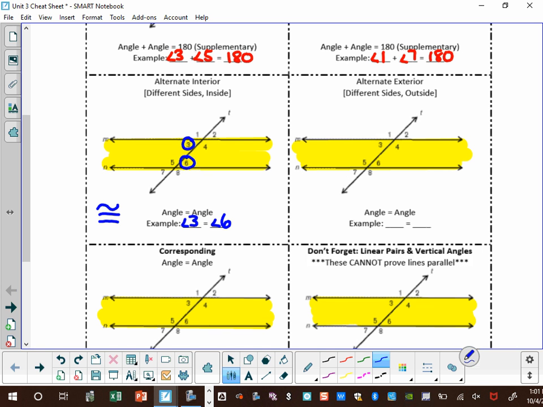All right, and alternate exterior, what's exterior to angle 1? Angle 8. That's alternate exterior. So we would have angle 1 is equal to angle 8. Those are also congruent. They're the same exact angle, just alternate sides, and they're exterior.